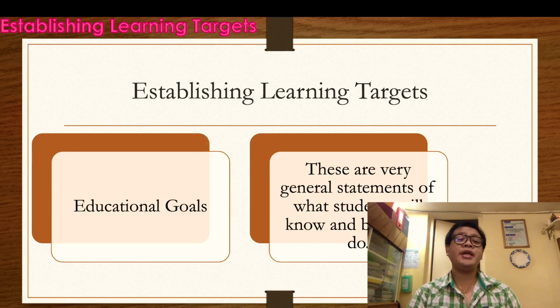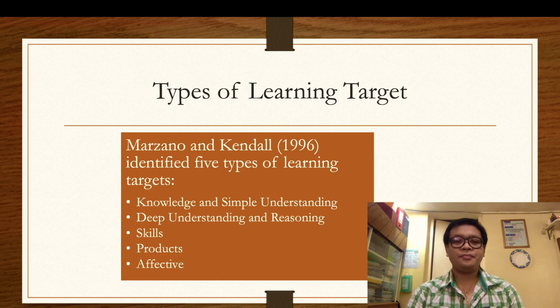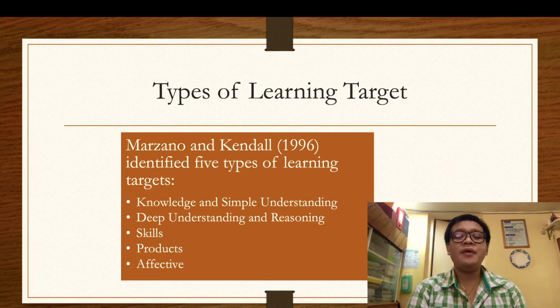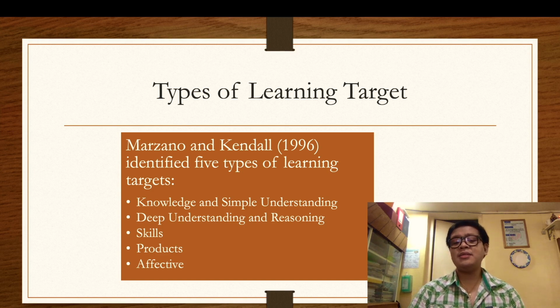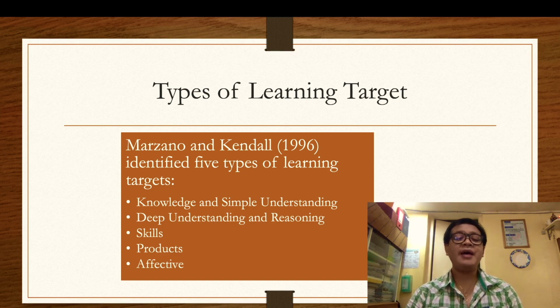So, establishing learning targets. Establishing learning targets includes educational goals. And these are very general statements of what students will know and be able to do. So, types of learning targets. According to Marzano and Kendall of 1996, they identified five types of learning target. First, knowledge and simple understanding. Number two, deep understanding and reasoning. Number three, skills. Number four, products. And number five, affect.